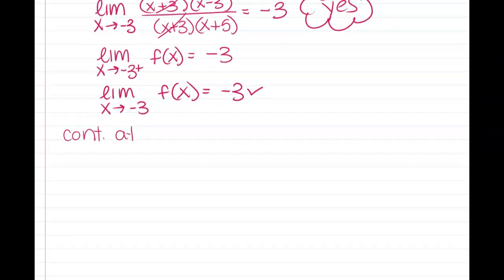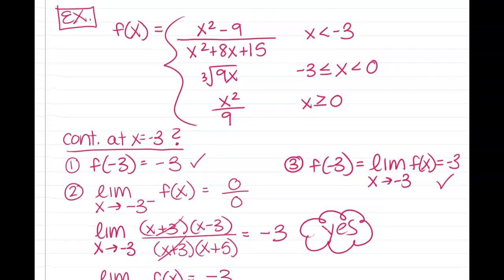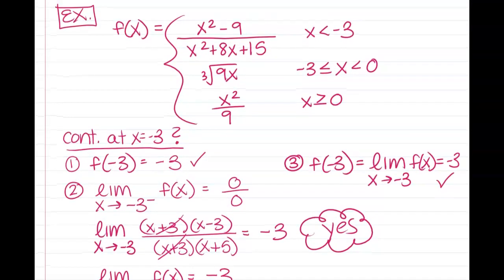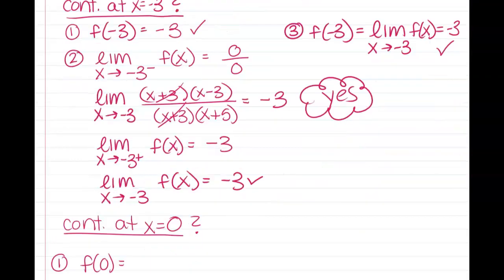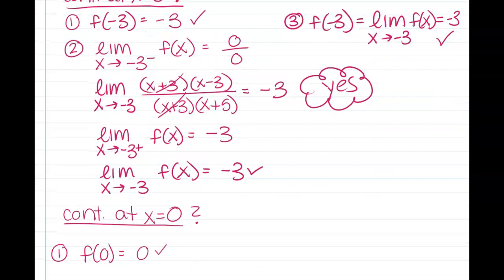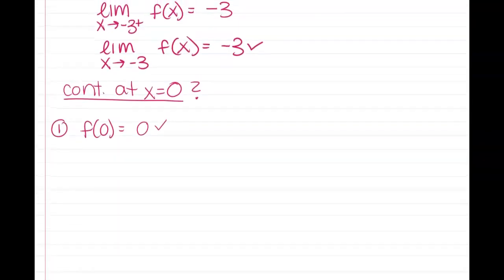Continuous at x equals 0? Step 1, f of 0. Looking up here, that'll be included right here, x is greater than or equal to 0. 0 squared over 9 is just 0. That exists. Let's do the limit.